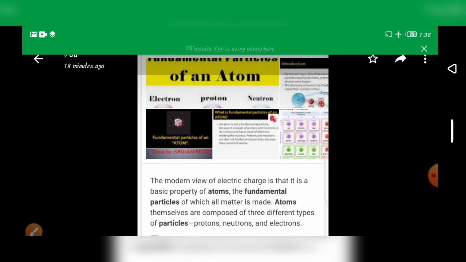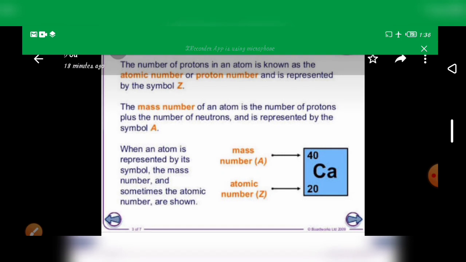Okay, next, you know very well, see here, now we go to how it will be represented. There are subatomic particles also, we will see later. The number of protons in an atom is known as atomic number or proton number and it is represented by the symbol Z. The mass number of an atom is the number of protons plus the number of neutrons, represented by the symbol A.